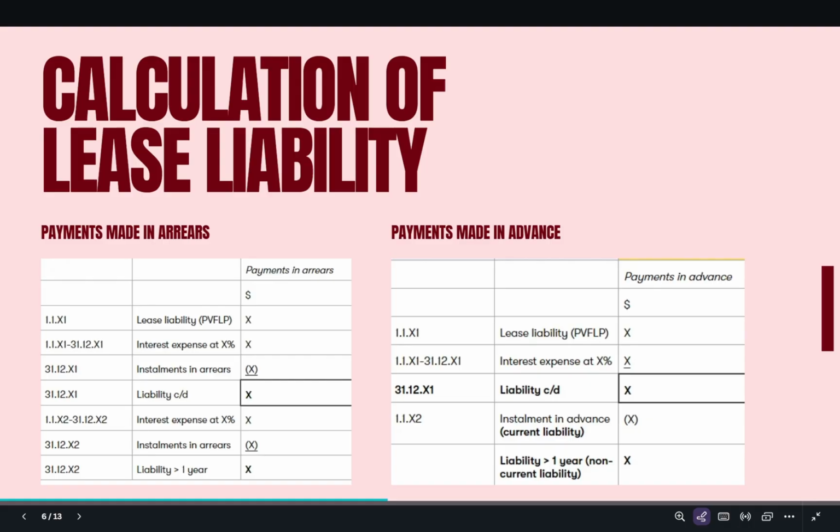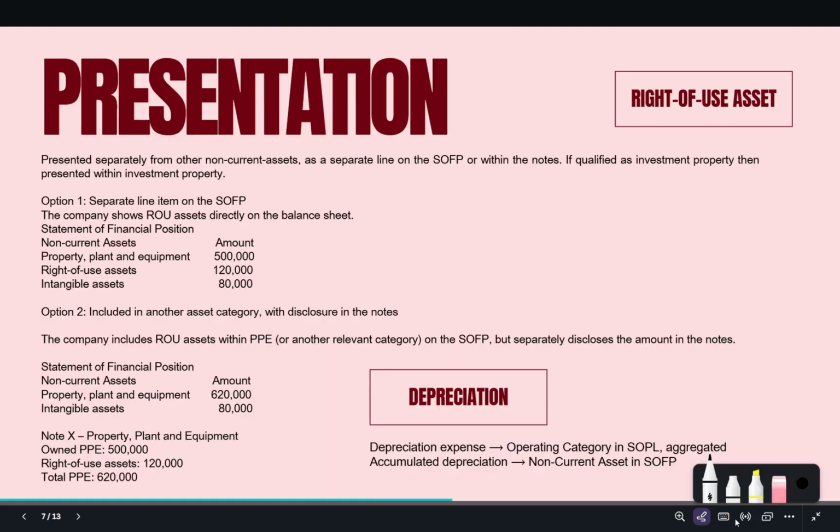And for your current liability, you can find it based on the installment in advance. So you don't need to subtract it with the interest expense. And then the non-current liability will be the difference between the outstanding liability and the current liability, which is the installment. So for example, if the outstanding amount is 200 and the installment is 20, then the non-current liability is 180. Next up is right of use asset.